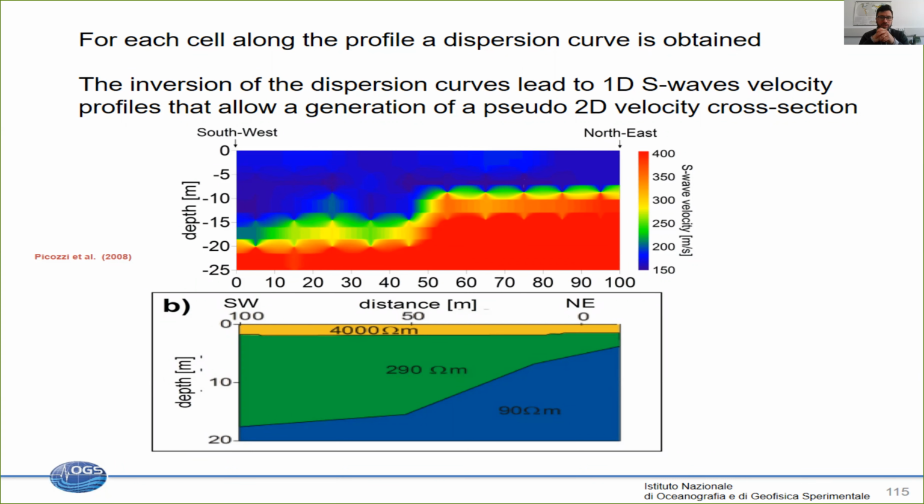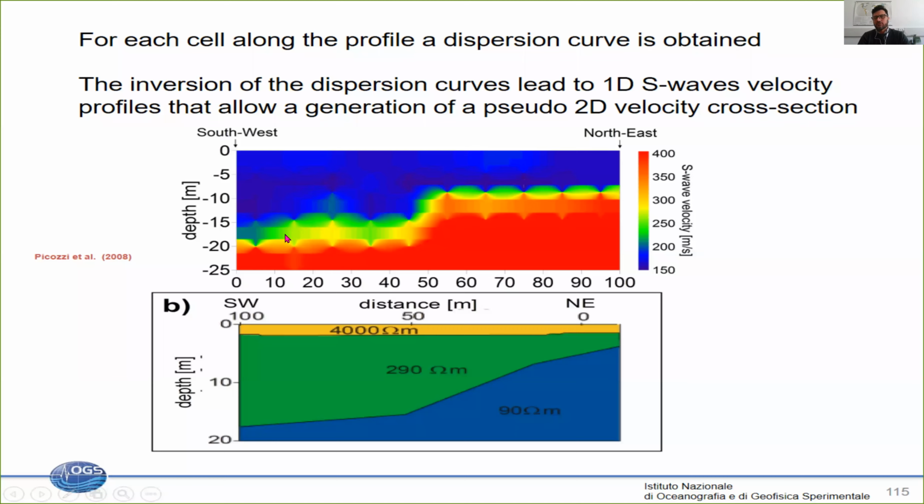So there could be a reason to consider only small arrays, for example, and we can consider locally, under a small part of the array, that the structure is 1D. We can therefore estimate a 1D profile, and then by moving this 1D profile for the different parts of the array, one can obtain a sort of 2D cross section that is showing also the lateral changes.